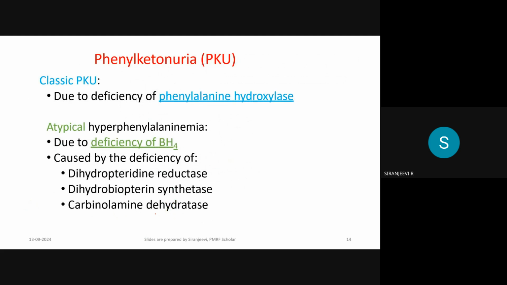So there are two sets of phenylketonuria that we can classify. One is classic phenylketonuria, that is due to the deficiency of the phenylalanine hydroxylase mostly, and then the second one is the atypical hyperphenylalaninemia, that is due to the deficiency of tetrahydrobiopterin, or caused by the deficiency of the enzymes, that is dihydropteridine reductase or dihydrobiopterin synthetase or carbinolamine dehydratase. So these things are responsible for atypical hyperphenylalaninemia.